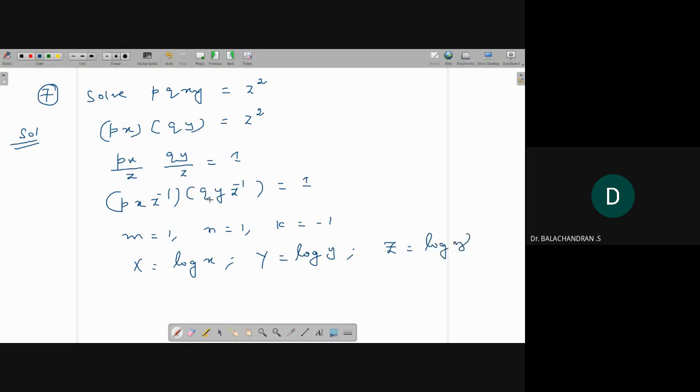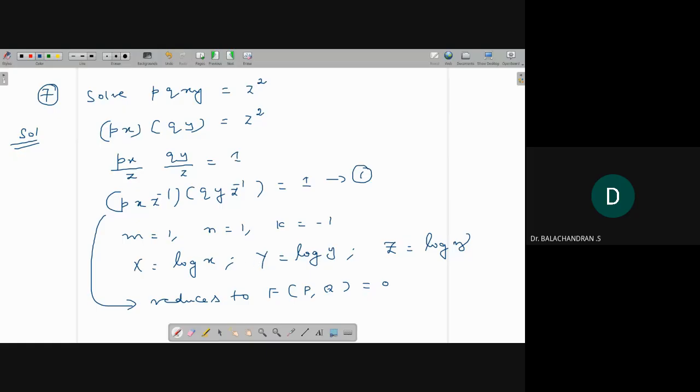So this equation reduces to what? Which type? Can you tell? This equation 1 reduces to f of p comma q is equal to 0. Okay, so you can try this one.